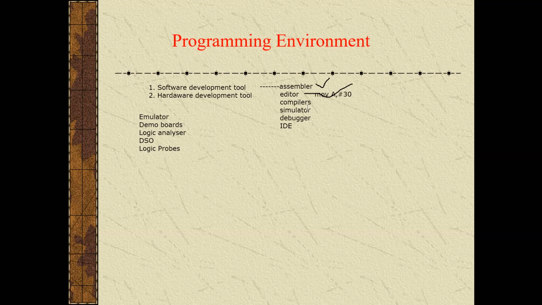A syntax error is when, for example, there is a predefined word MOV, which we use for transferring data. So if I write MOV A, #30, this is the way of writing the instruction. If I have made any mistake while writing the program, the assembler will identify those syntax errors.